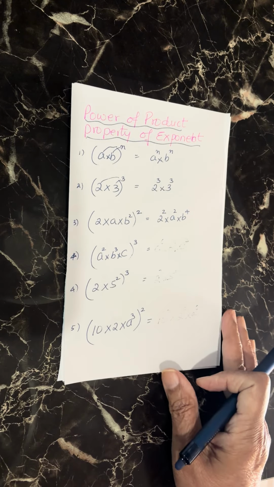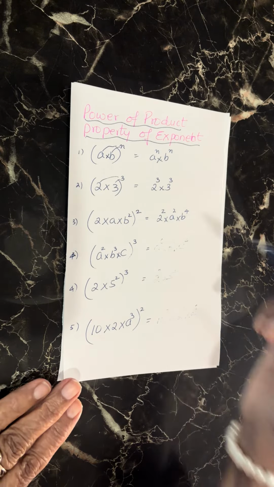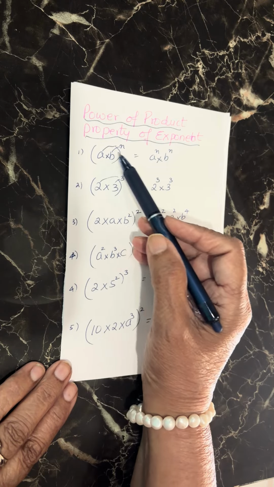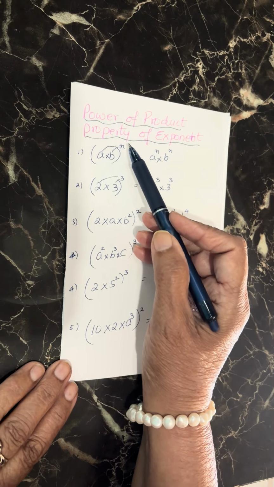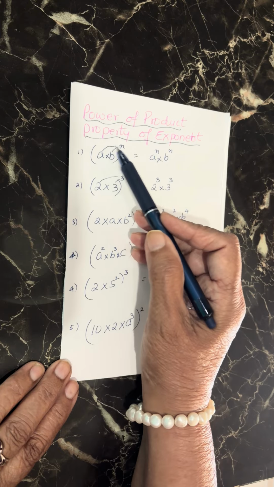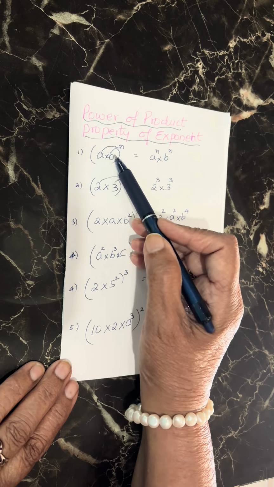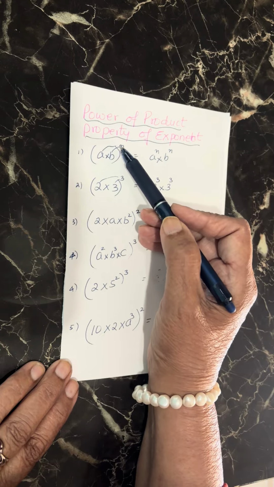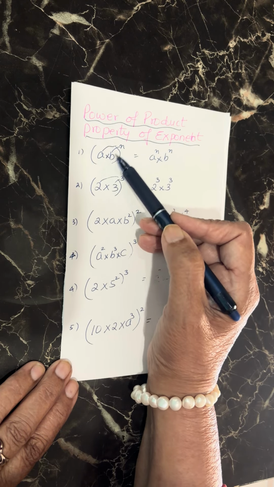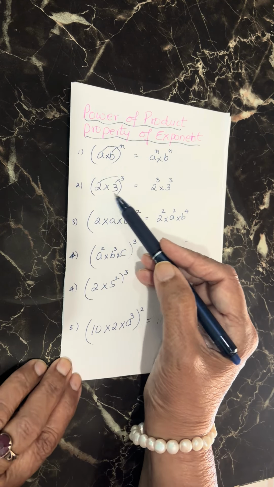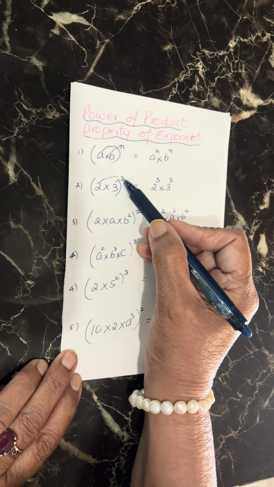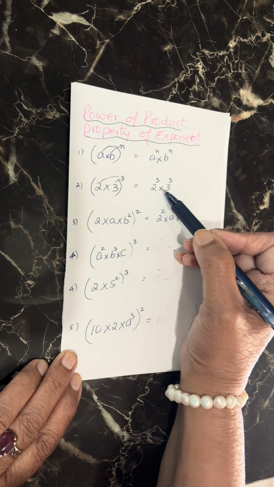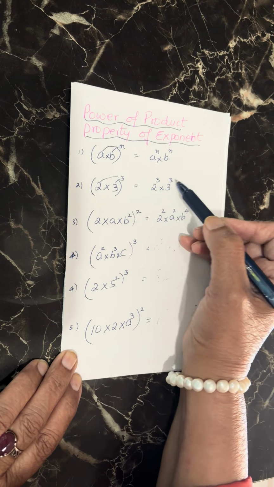Next is the power of a product property of exponents. So we have any two terms in a product and outside we have an exponent. So this exponent multiplies to both the terms, like (a times b) to the power m is a to the power m times b to the power m. For example, (2 times 3) to the power 3. So this power 3 multiplies to 2, so 2 to the power 3 times 3 to the power 3.